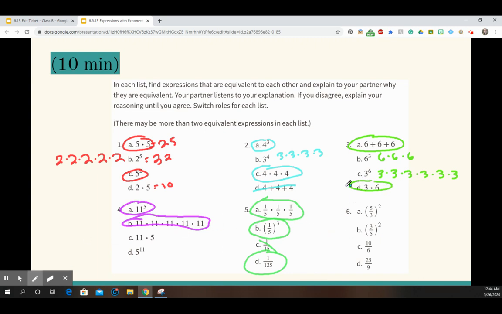And finally, we have 5/3 squared. That would look like 5/3 times 5/3, and I would end up with 25/9 there. For the 3/5 squared, that would be 3/5 times 3/5. That would not be the same. 10/6 would also not be the same as either one of those, but 25/9 would be the same there. So go ahead and pause here, jot down anything you want. When you're ready, press play. We'll move on.